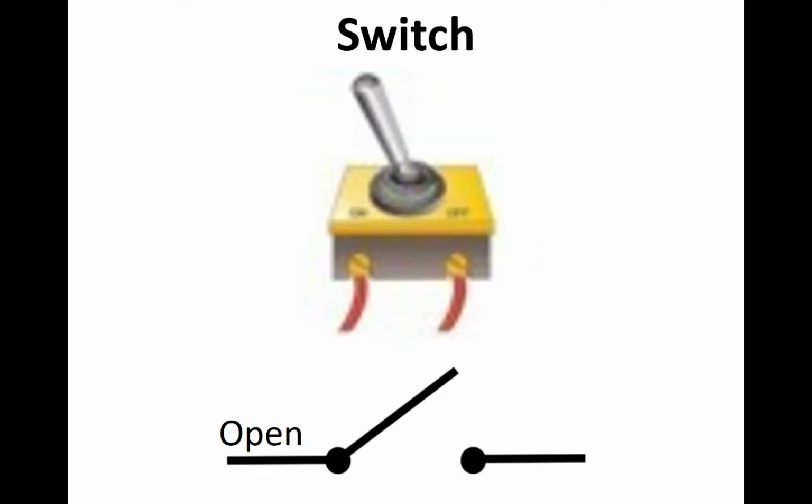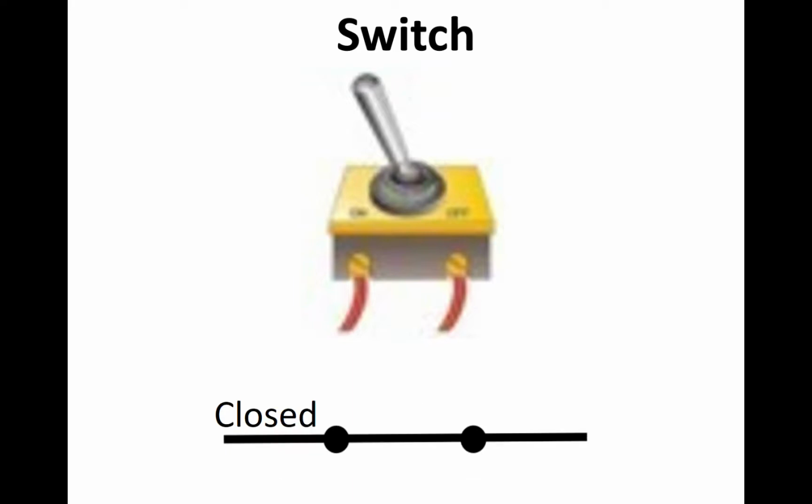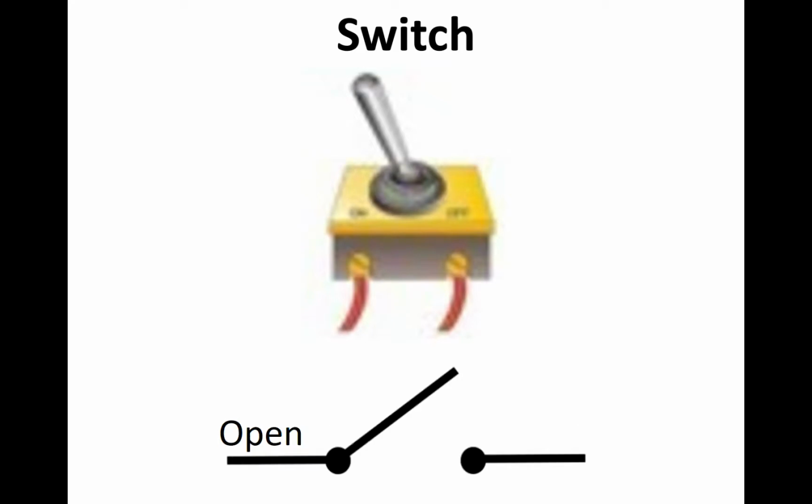A switch is something which can break the circuit to prevent the flow of electrical current. We have a closed switch here as well. The closed switch is when the electrical current will flow. The open switch is when the electrical current will not flow because the circuit is broken.